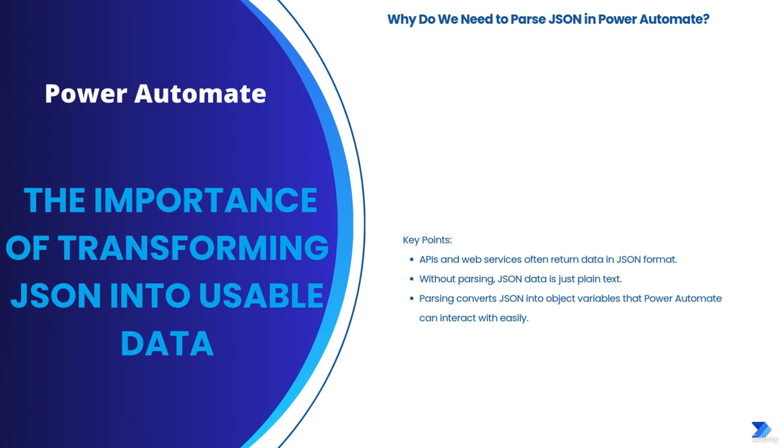However, without parsing, Power Automate cannot recognize individual components like name, email, or task title. Parsing transforms the JSON string into usable dynamic content. Once parsed, this data can be accessed and manipulated for filtering, conditions, loops, or any other operations in Power Automate. This makes JSON parsing an essential skill, especially if you're working with APIs or any external services that return data in JSON format. Parsing unlocks the true potential of these integrations.